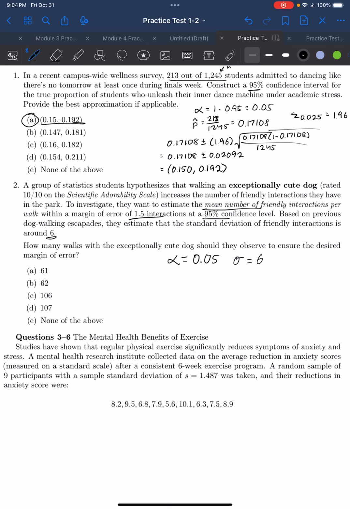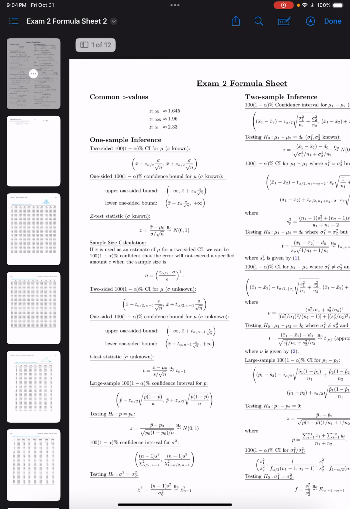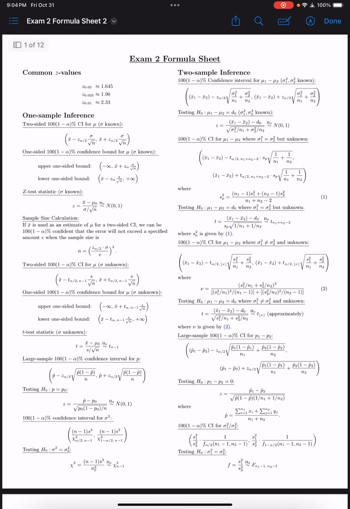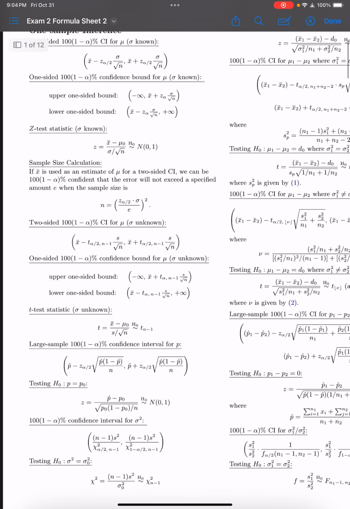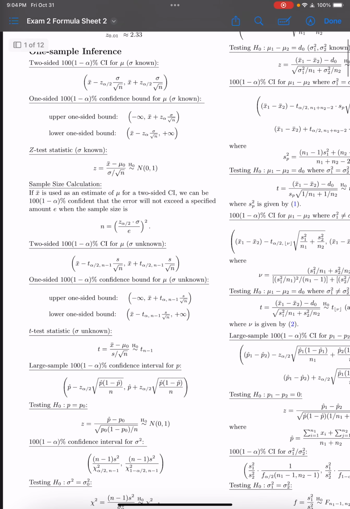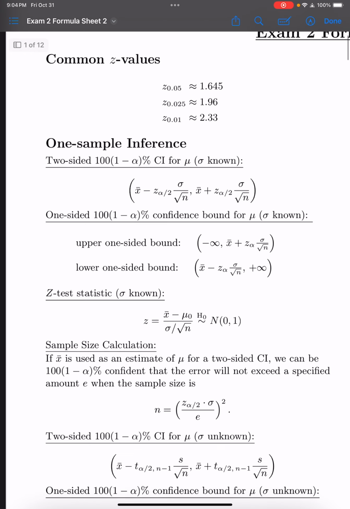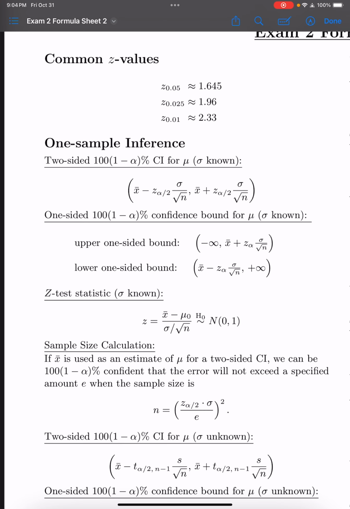And now we want to find our confidence interval. So we can look at our formula sheets. We want to use the formula for finding our mean with a known standard deviation. So if we just look at our table over here, we have our two-sided confidence interval for our known standard deviation, and that is this formula right over here, and that's what we can use.